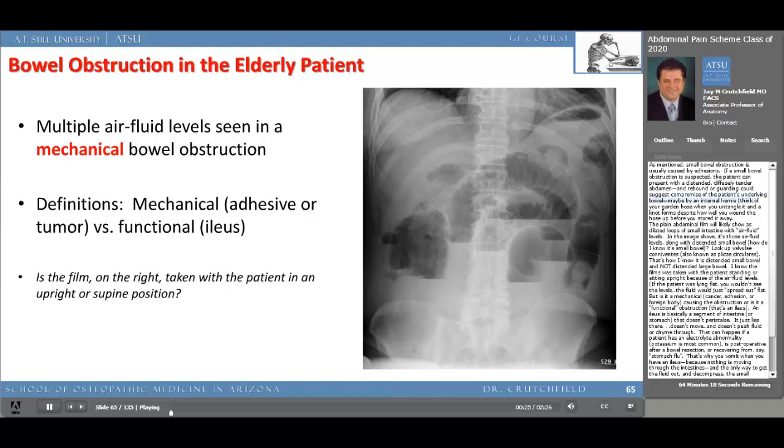That is an ileus. An ileus is basically a segment of intestine or even the stomach that doesn't peristalse. It just lies there. It doesn't move and doesn't push fluid or chyme through. This can happen if the patient has an electrolyte abnormality. Potassium is the most common. It's postoperative after a bowel resection, or recovering, say, from the stomach flu.